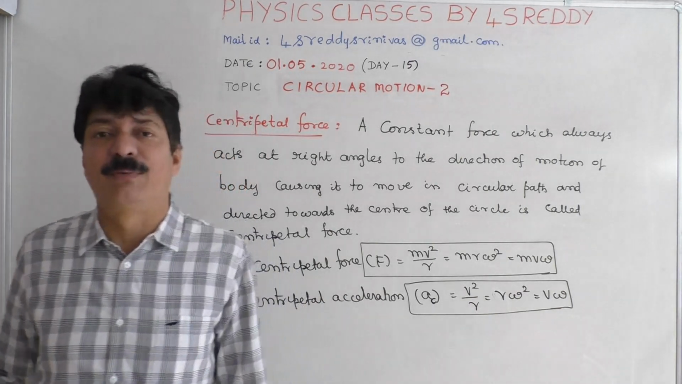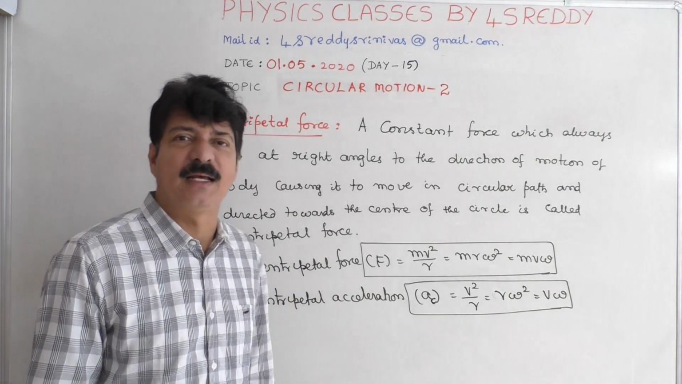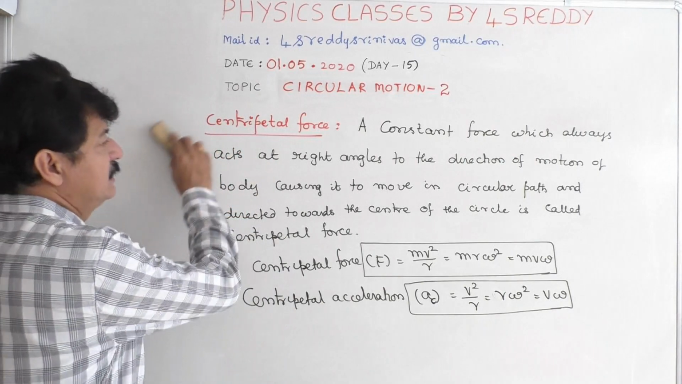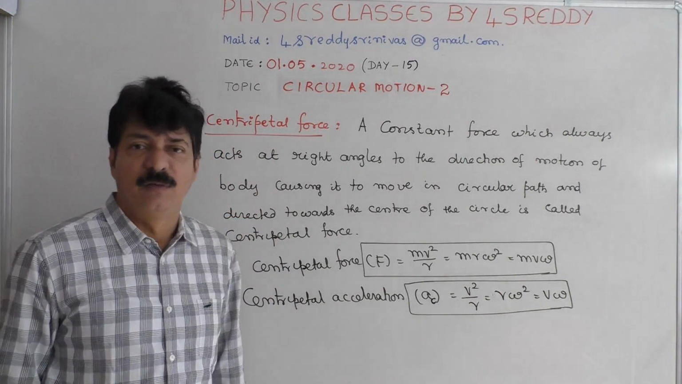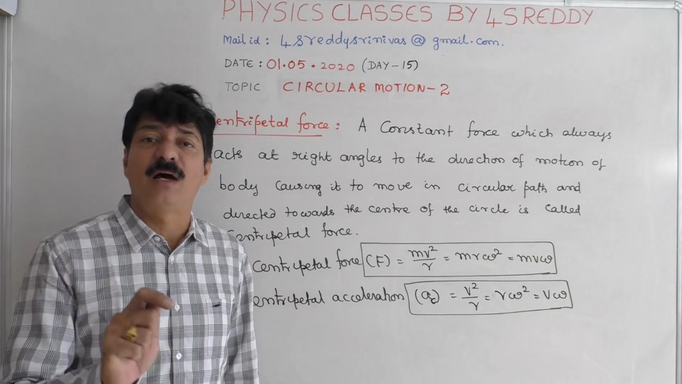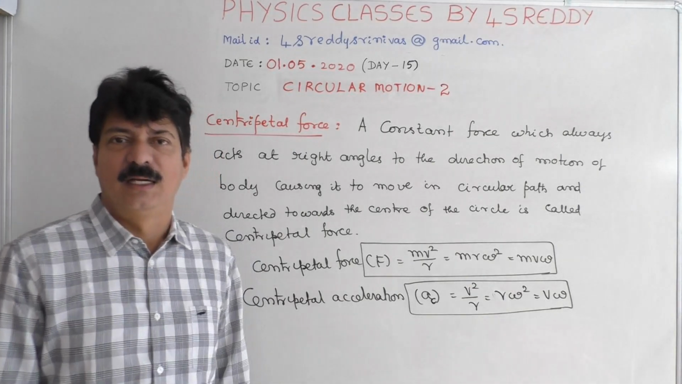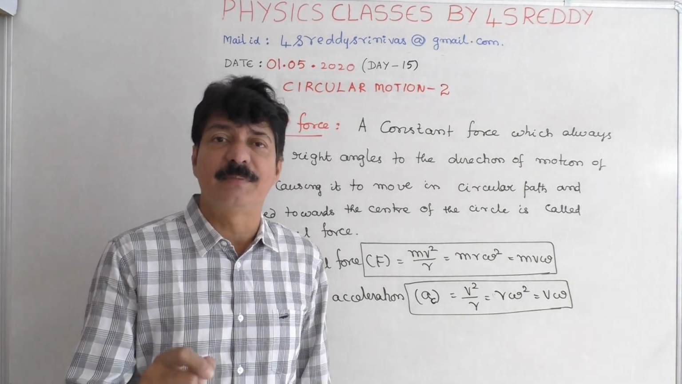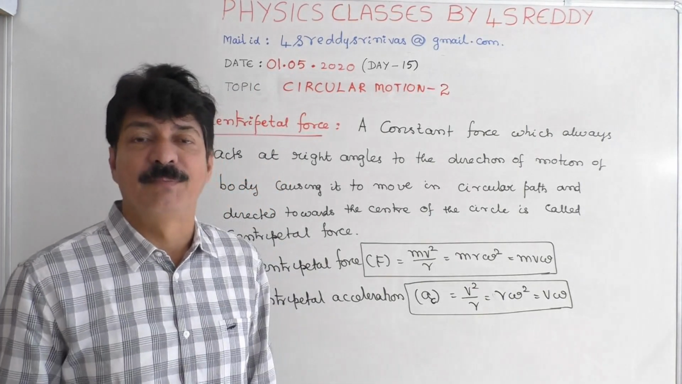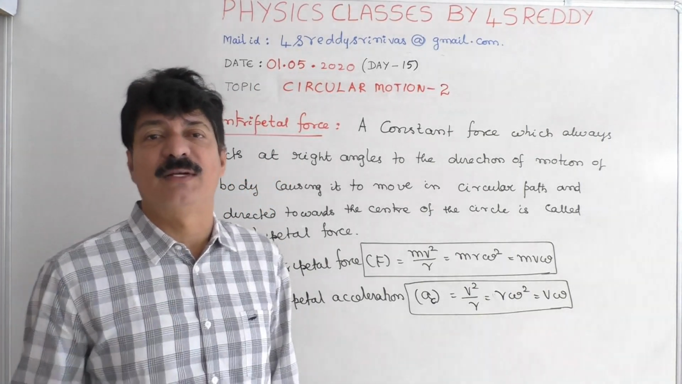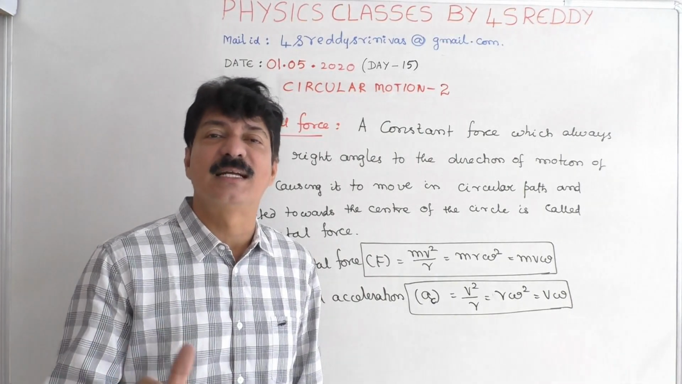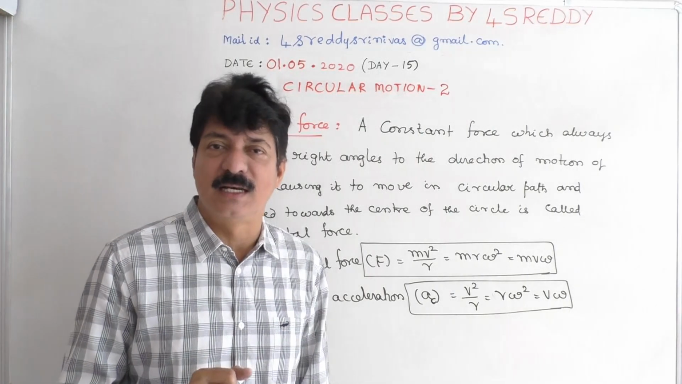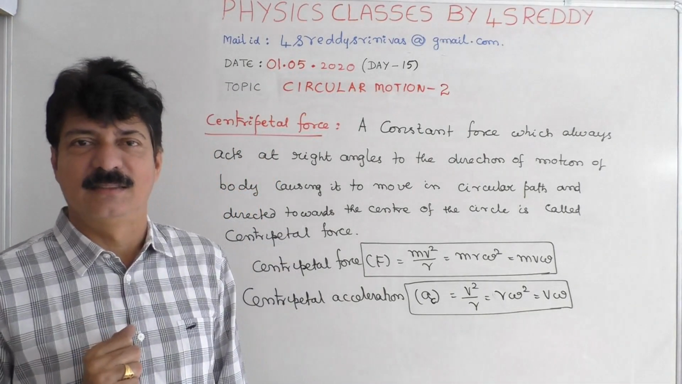So can you give examples for the centripetal force? It's very simple. The first one is whenever an electron is revolving around the nucleus in a circular orbit, then the necessary centripetal force is provided by the electrostatic force of attraction between the nucleus and the electron, and is always directed towards the center.